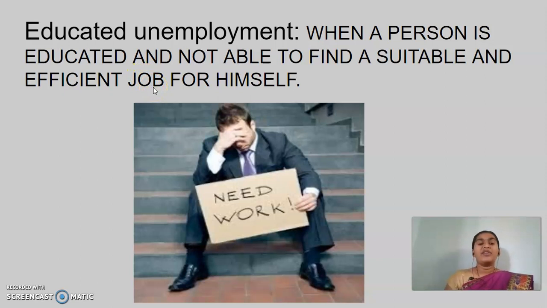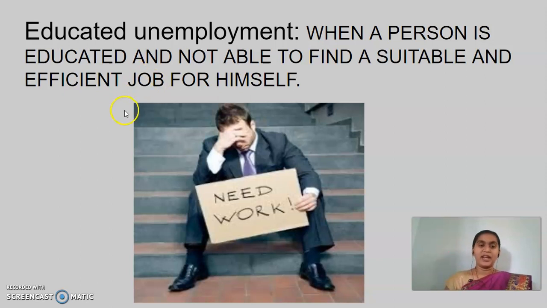This kind of unemployment we can see more in the urban areas compared to the rural areas. Okay, hope you guys understood, right? The three different types of unemployment: the first is seasonal unemployment, then disguised unemployment, and the educated unemployment.